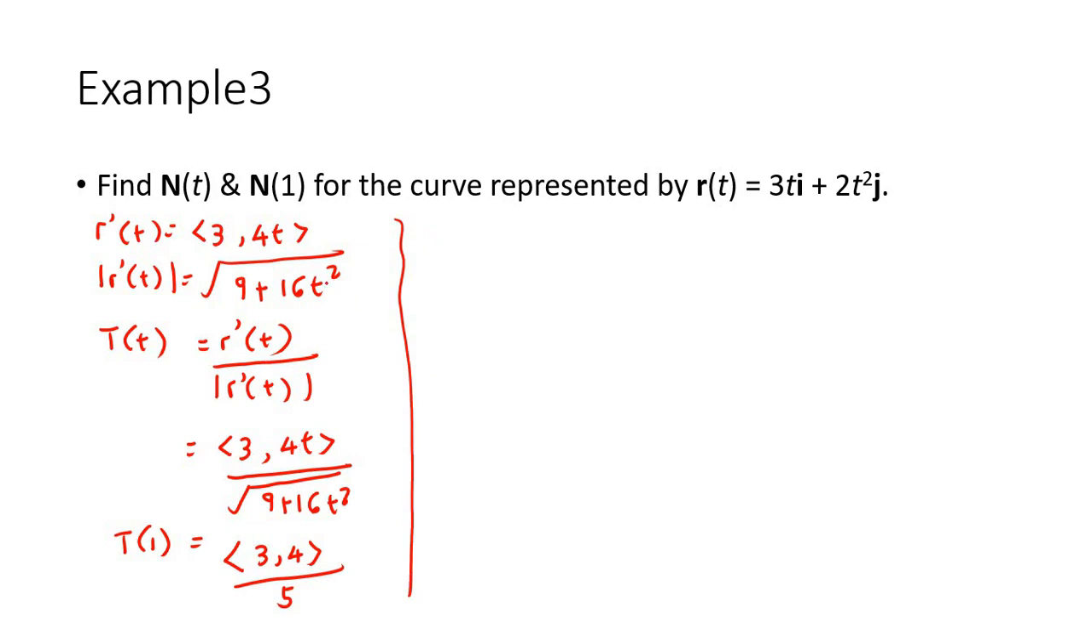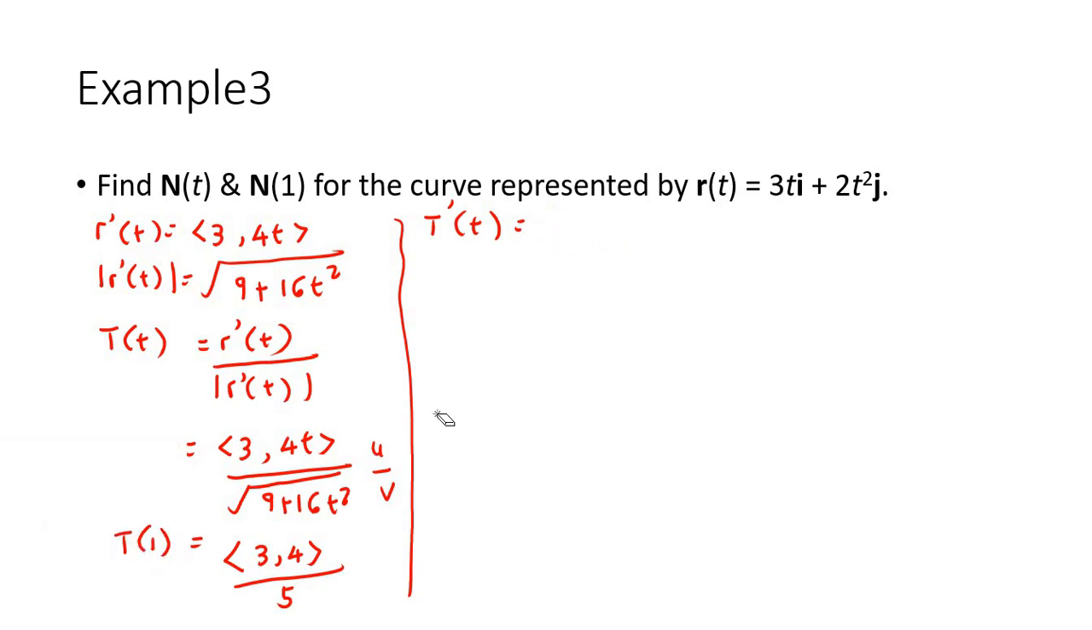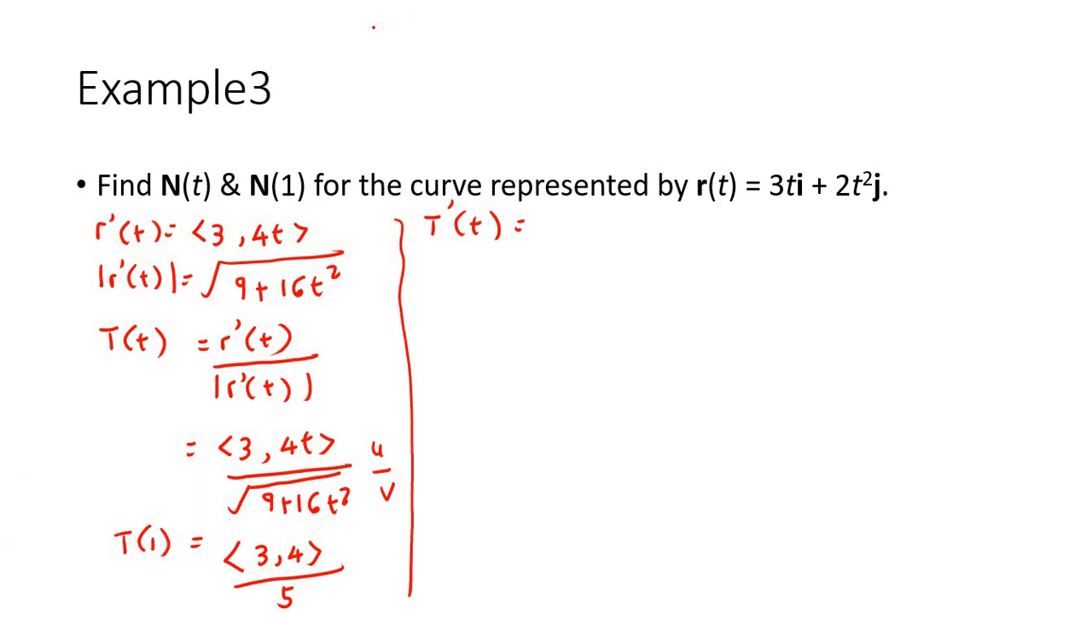So from T(t) here, differentiate with respect to t to get T prime t. So differentiating the 3, the component i becomes 0. Oh yes, I cannot directly differentiate because you have 3 over v, right? So you have to use the quotient rule, d/dt of u over v, sorry.